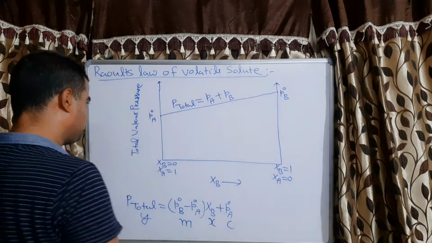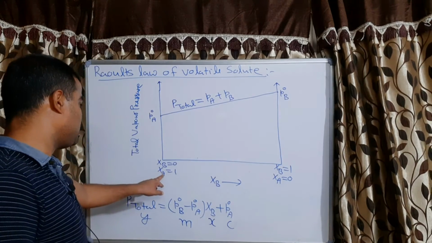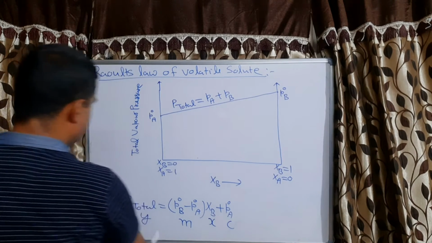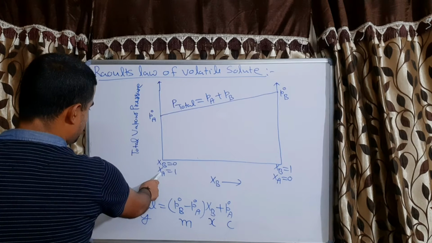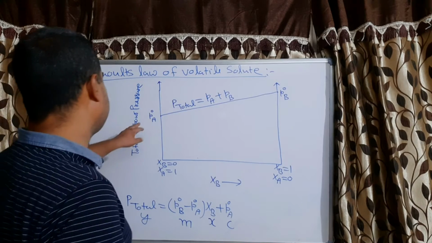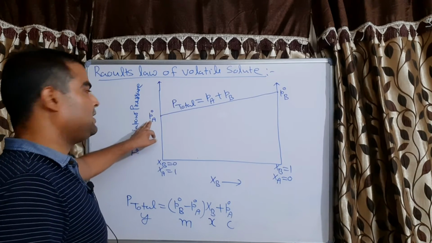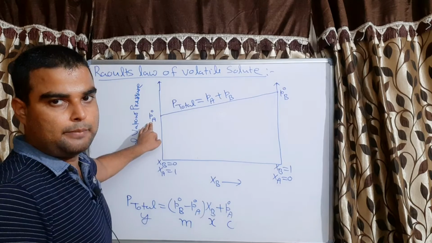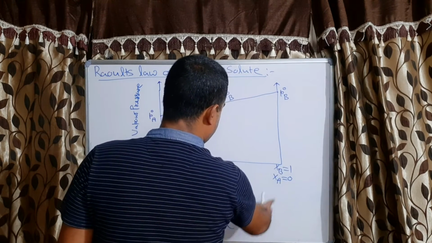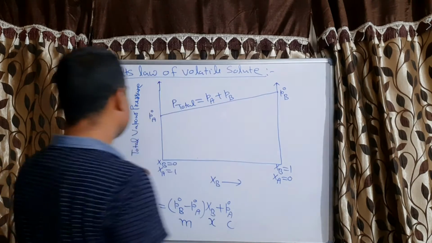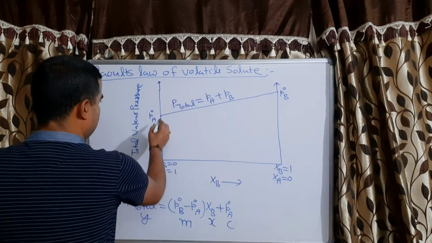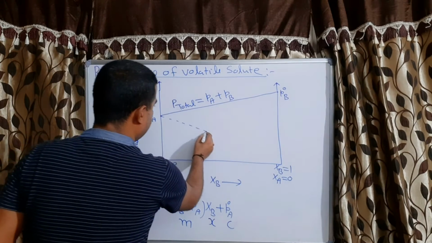Now come to the variation of mole fraction of A and mole fraction of B. Now mole fraction of A is 1 here, so since it is 1, the vapor pressure of A will be maximum, meaning PA will be maximum, and here XA is 0. It means vapor pressure of A will be 0. It means the vapor pressure of A will vary from here to here. Understood?